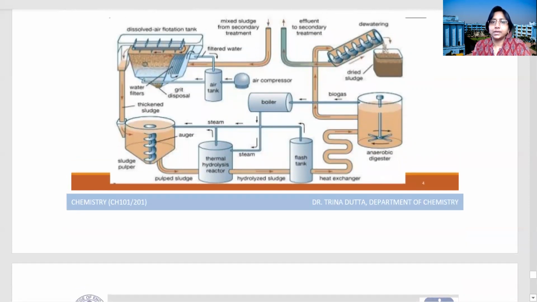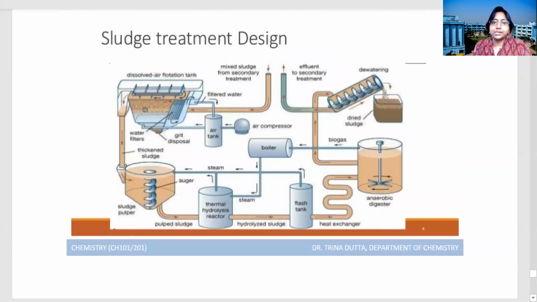So here is the design of the sludge treatment. Sludge treatment design is given here. The sludge treatment is also a great part. That means we cannot dispose of the sludge here and there. If the sludge is in a huge amount, we have to take care of this also.